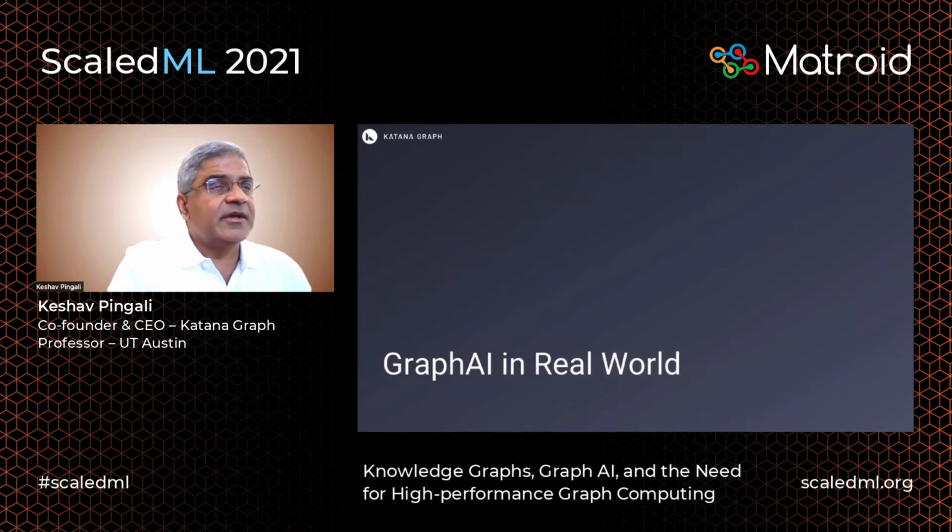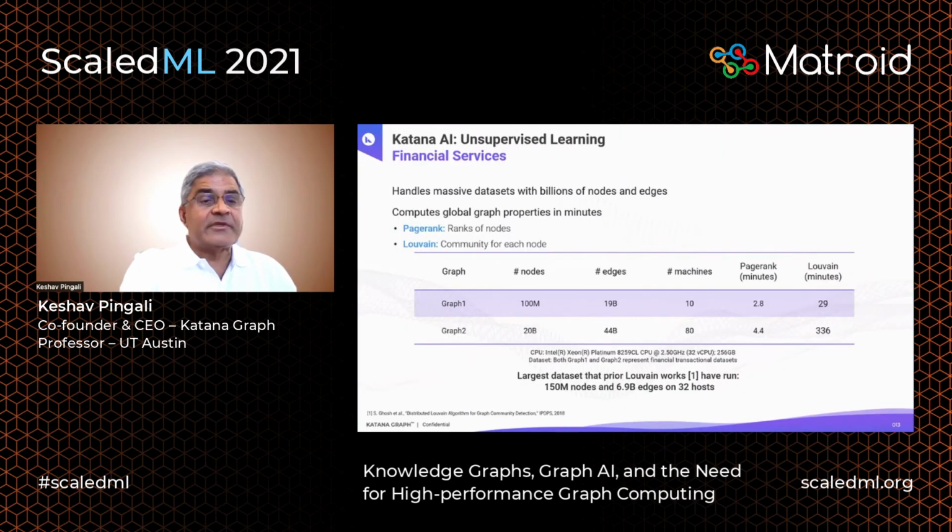So in the last part of my talk, let me show you a few use cases that we have worked on. The first one is in the area of unsupervised learning. This is work that we are doing with this fintech company that I was telling you about. They have a lot of financial transaction data. What they gave us were two graphs. One is a small graph, that has 100 million nodes and 19 billion edges. We call that graph 1. The second one is the bigger graph, 20 billion nodes, 44 billion edges. Again, the thing to keep in mind is that most of the storage is actually taken up by the property data that's associated with the nodes and edges, which I'm not showing over here.